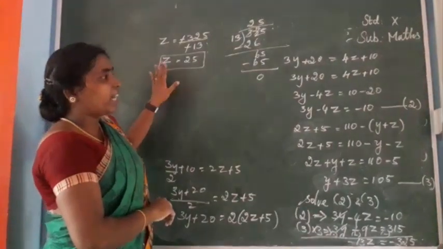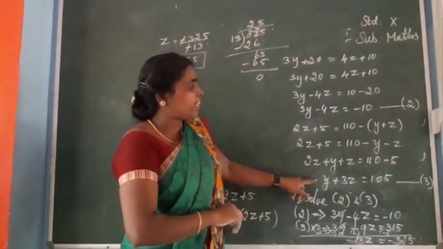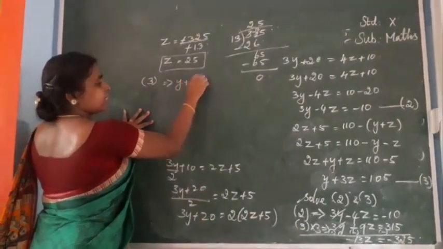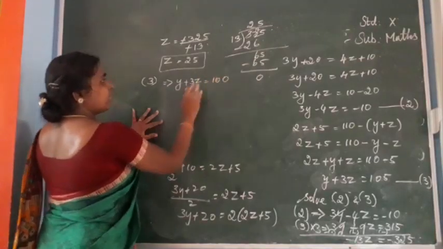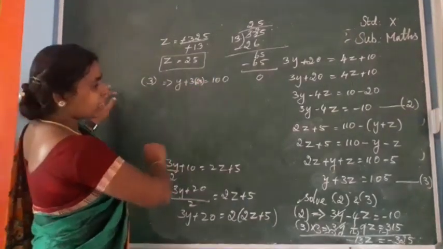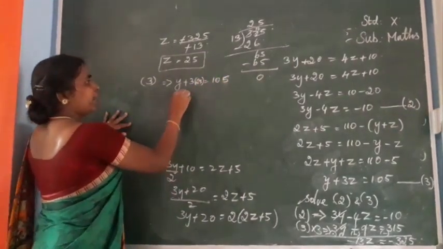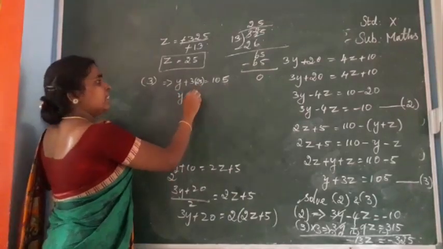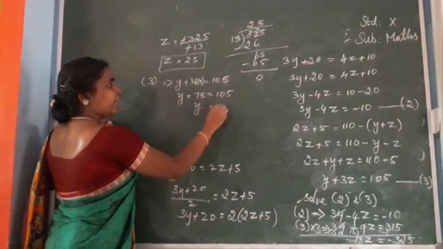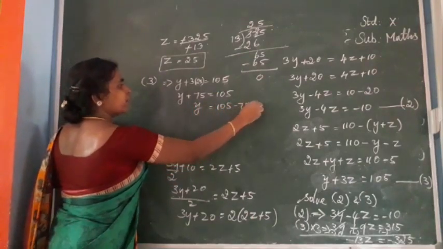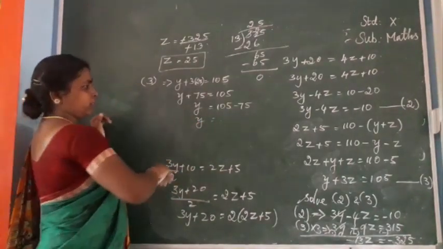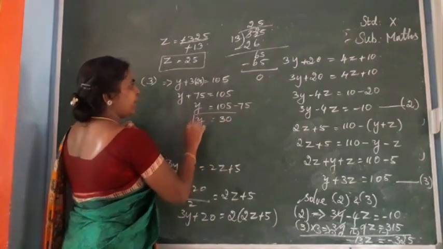After getting the z value, you substitute the value in equation 3. So y plus 3z equal to 105. Instead of z, you apply 25. So y plus 3 into 25, 75, equal to 105. So y equal to 105 minus 75. What do you get? 105 minus 75 is 30. So y value is 30.